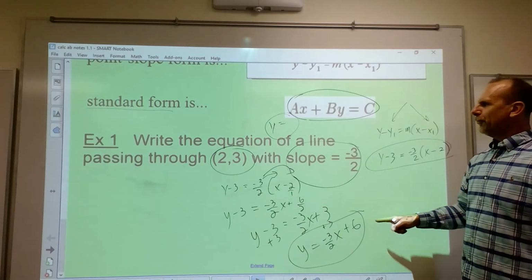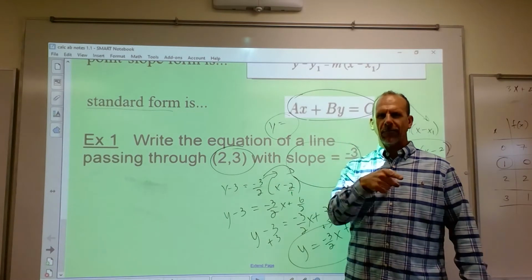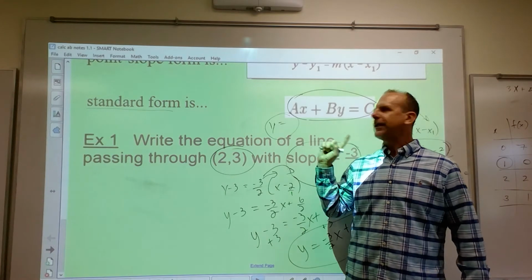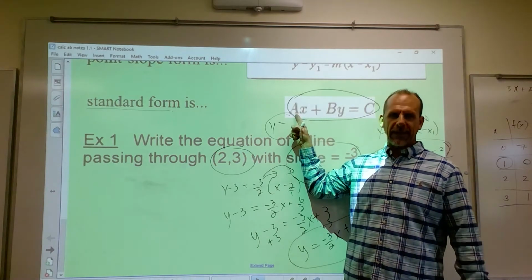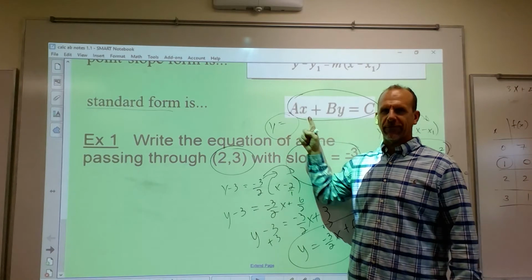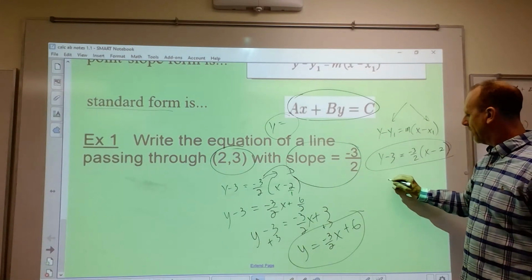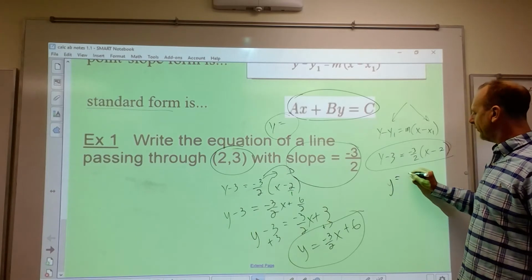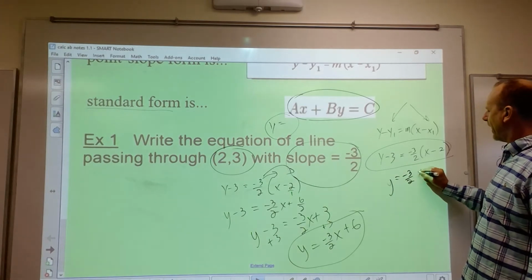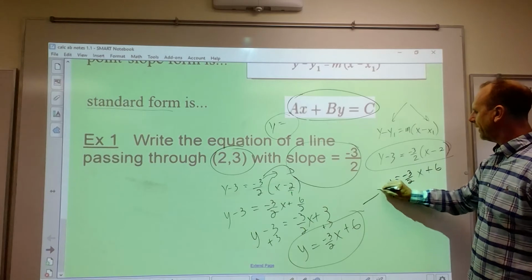Two rules. Rule 1, no fractions. Rule 2, the leading coefficient, the number in front of the x, can't be negative. So let's do the fractions thing first. What I'm going to show you right now is called a fraction buster. y equals negative 3 halves x plus 6. I'm just rewriting this right here.